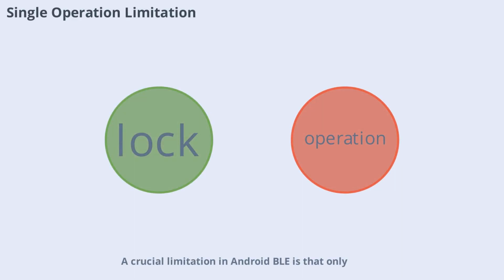A crucial limitation in Android BLE is that only one asynchronous operation can be performed at a time. If you try to start another operation before the previous one finishes, it will fail. This is managed internally by a lock variable, often called mDeviceBusy. When an operation starts, the lock is set and it's cleared when the callback is done. Google's documentation doesn't highlight this, but it's vital for developers to understand. Attempting multiple operations simultaneously can lead to errors and unpredictable behavior. Recognizing this limitation is the first step toward writing robust BLE code.